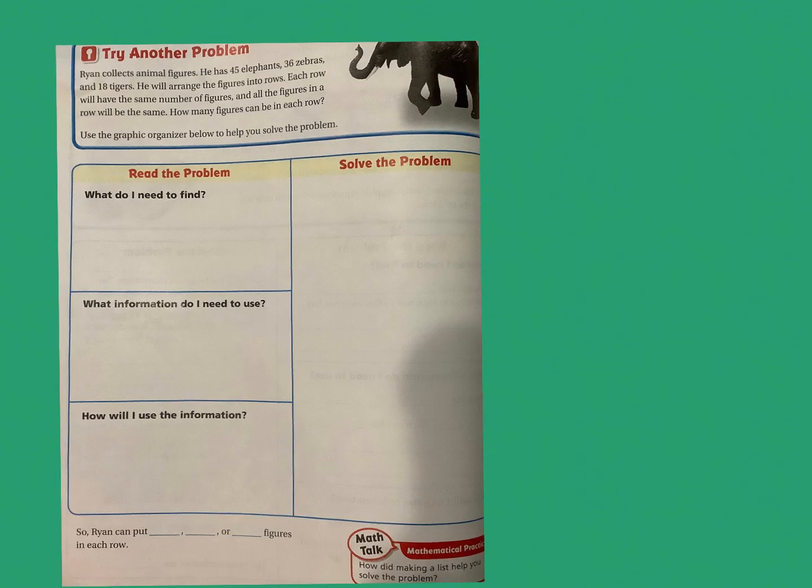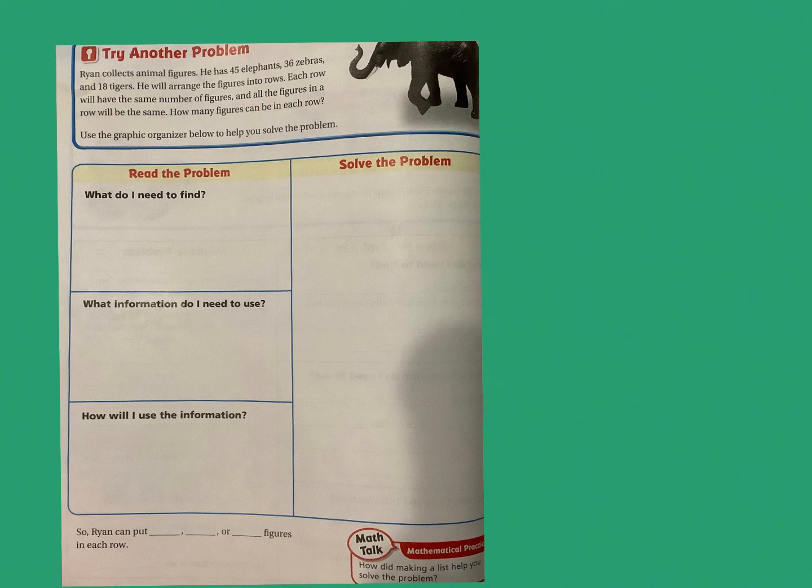Let's look at another example because it's going to help our brain see in what scenario I need to make common factors to help me out. So let's look at another one. Ryan collects animal figures. He has 45 elephants, 36 zebras, and 18 tigers. He will arrange the figures into rows. Each row will have the same number of figures, and all the figures in the row will be the same.